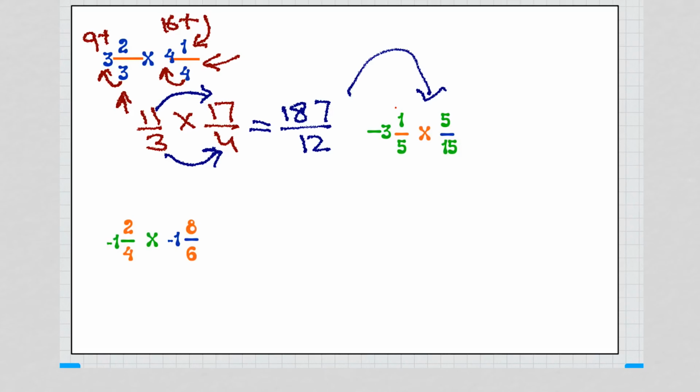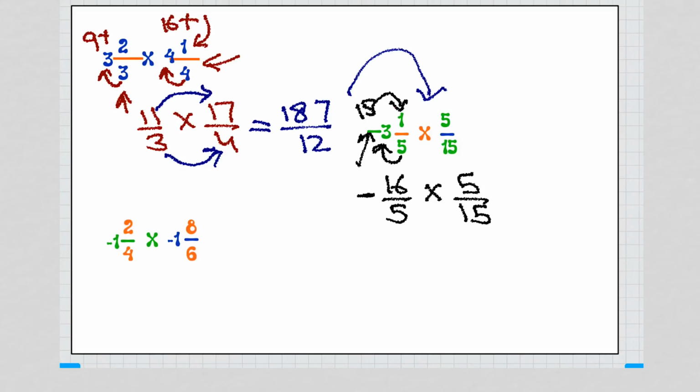First, what we need to do in this one is convert this mixed number into an improper fraction. To do that, we need to times 5 with 3, which is 15. Add 1. 15 add 1 is 16 over 5. We also need to write this minus sign with our fraction. Then the next one is times 5 over 15.